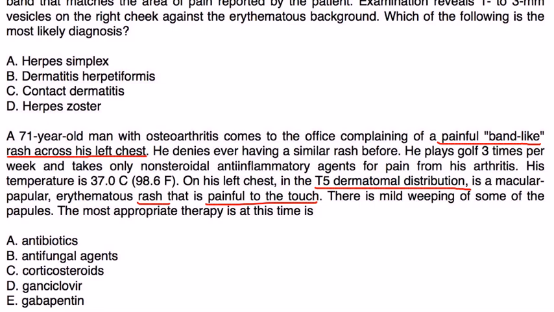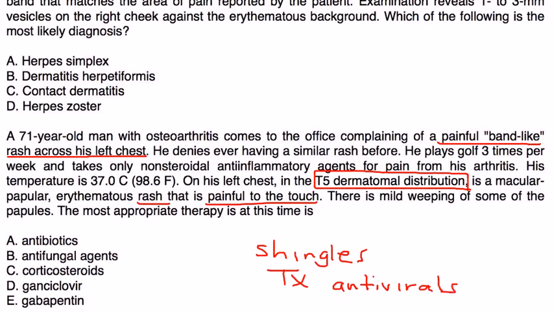The most appropriate therapy is... Well, the fact that they mentioned dermatome really gives it away. And of course, we're talking about shingles, herpes zoster, and the treatment involves antivirals. So the antiviral in this question, right here, again, ganciclovir.